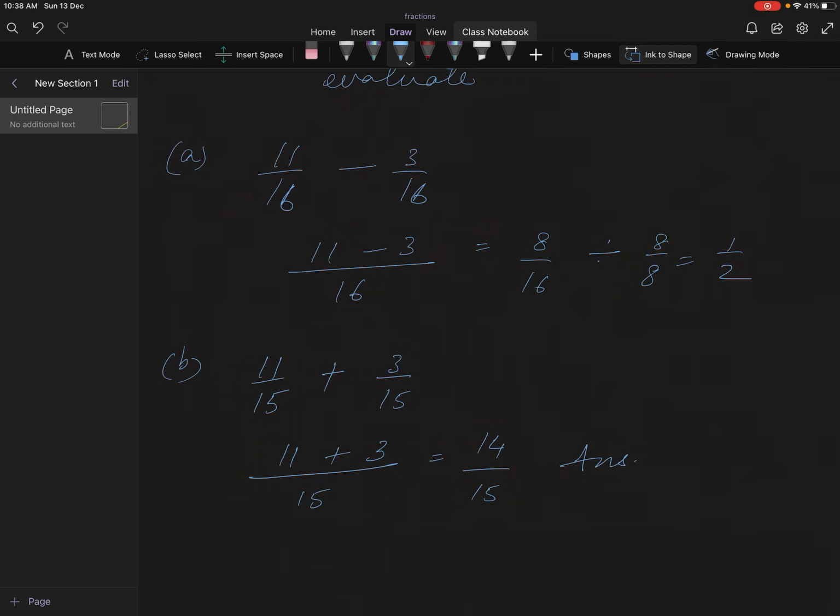This comes in the table of 7 and 2. This comes in the table of 3 and 5. So there are no common numbers by which we can divide both.